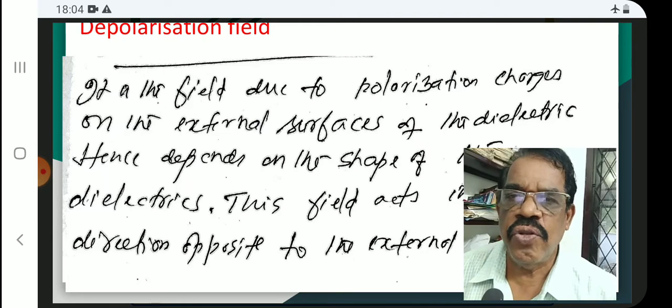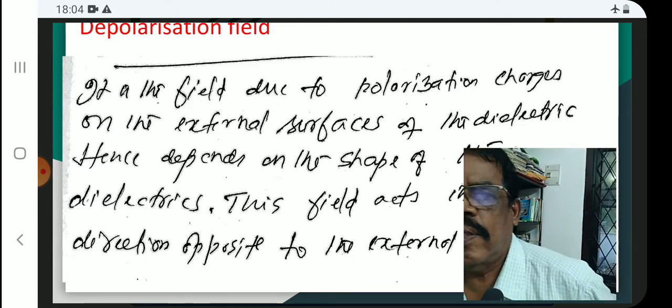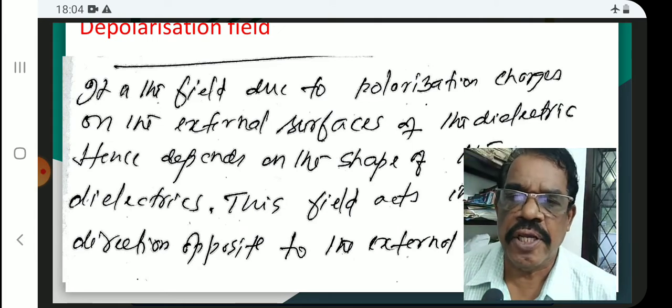It is the field due to polarization charges on the external surfaces of the dielectric.